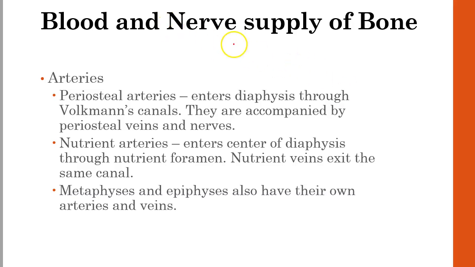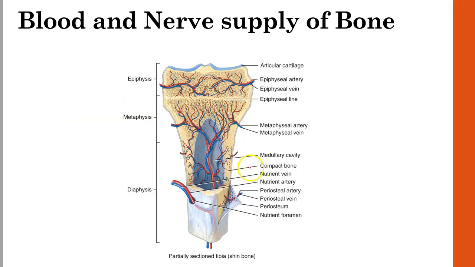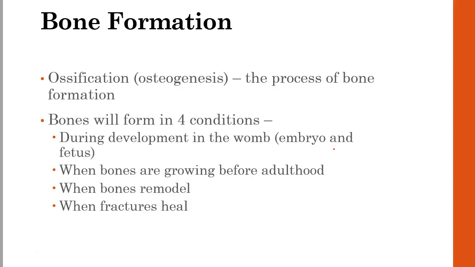Okay, blood and nerve supply to the bone. I'm not overly concerned about this. I just do want you to know that there is a large amount of blood supply to the bone. Seeing as how we do need to create blood cells here, we have to have a lot of nutrients to do that, so therefore we need a large amount of blood supply. Nerve supply as well for maintaining health and life of the bone.